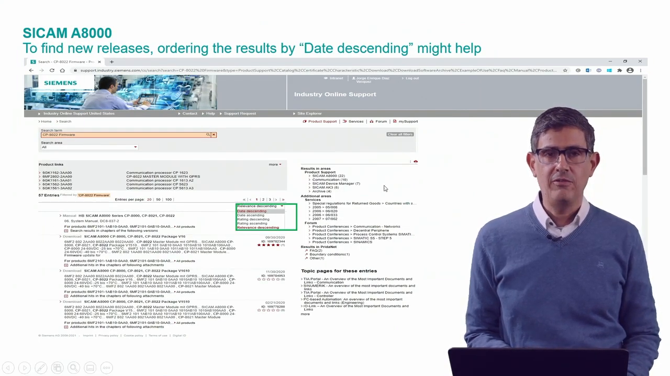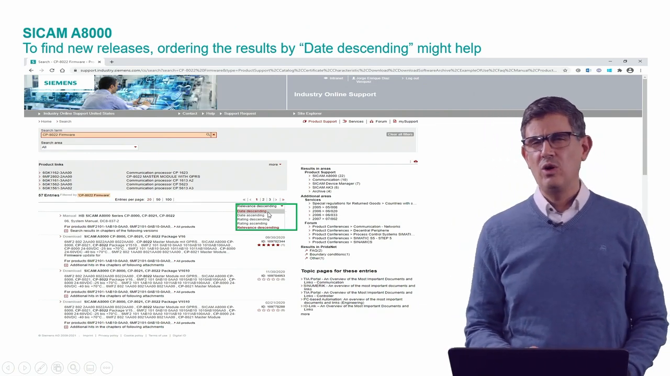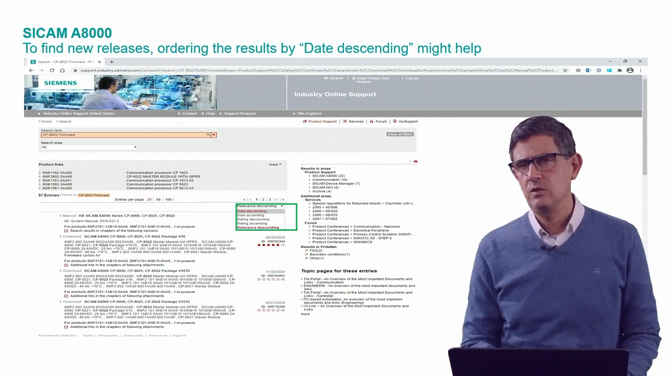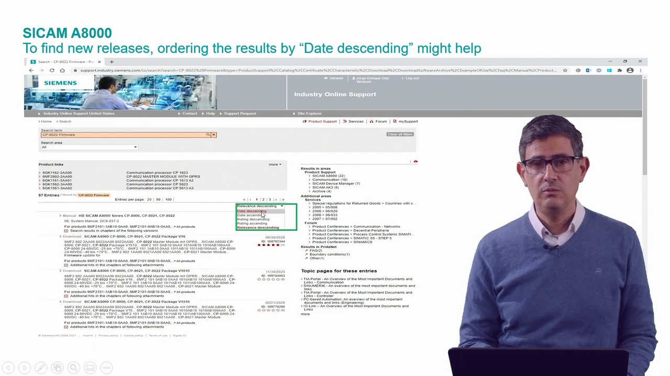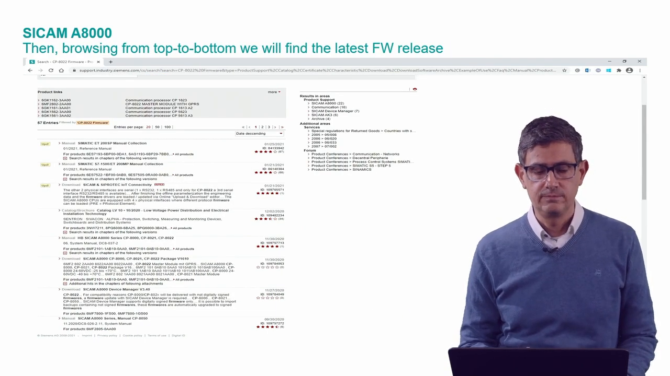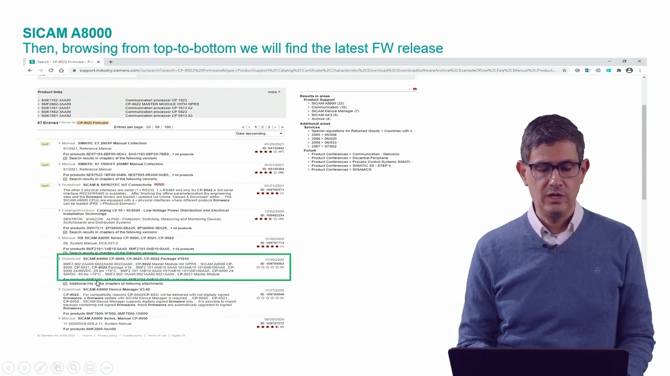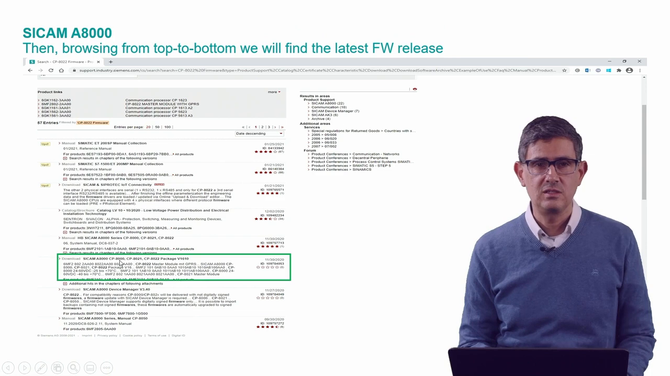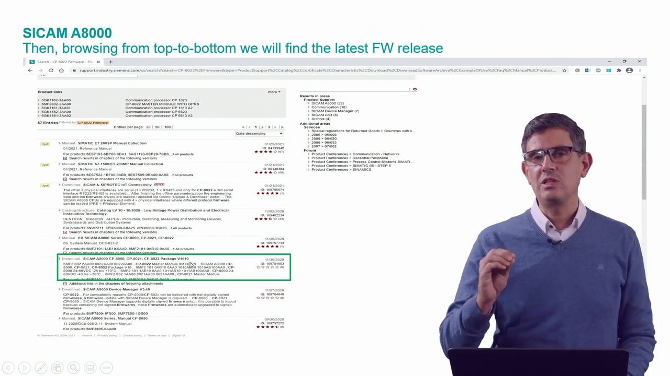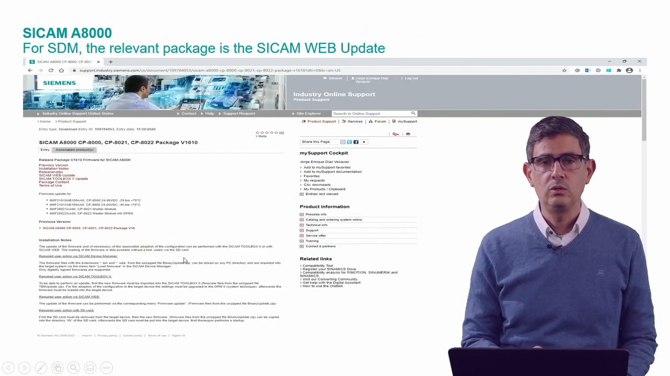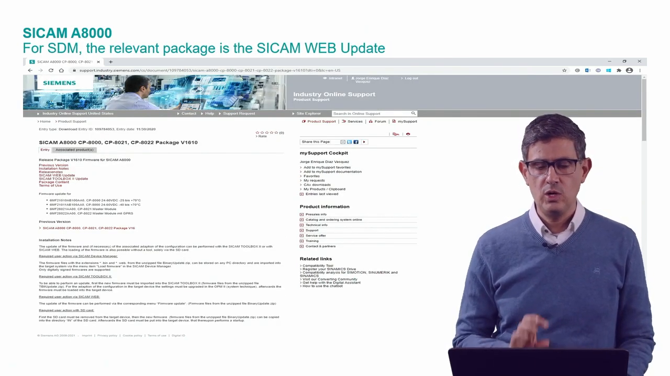The system will first give you the results sorted according to relevance. If you are trying to look for the latest available version of the firmware, it makes sense maybe to change this sorting method to date descending. Then you need to locate the SICAM A8000 CP8022 package, the last one that is available. For example, the package includes all the firmware for this version. You click there. Then you are on a page like this one.